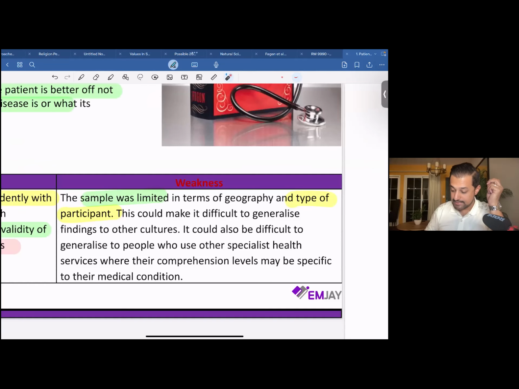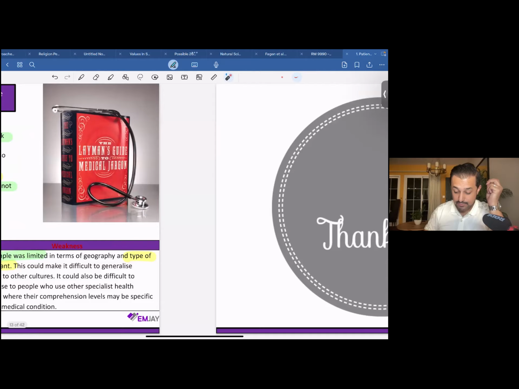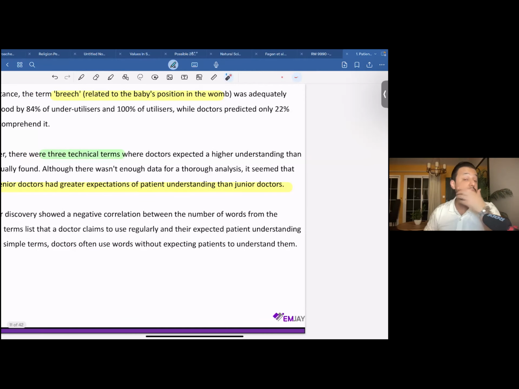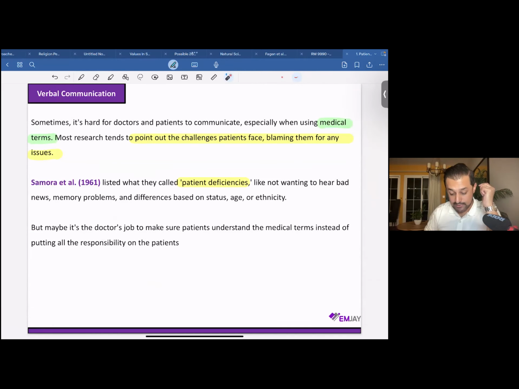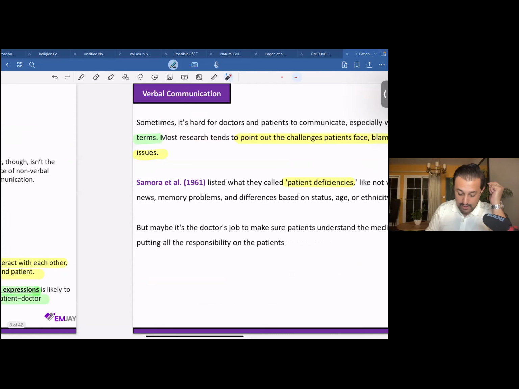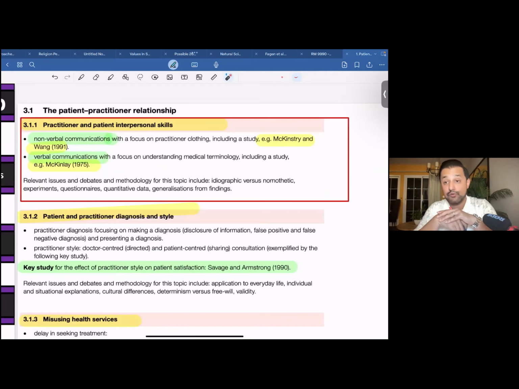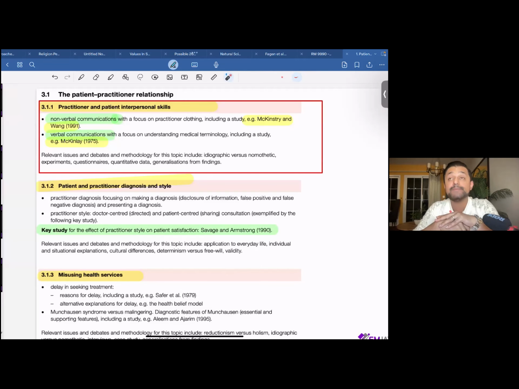Now, I hope this study that was conducted by McKinlay and Wang in 1991 and the study that was conducted by McKinlay in 1975 has been understood. Now, remember, since this is the first lesson from health psychology, a few things that I'd want everyone to keep in mind.